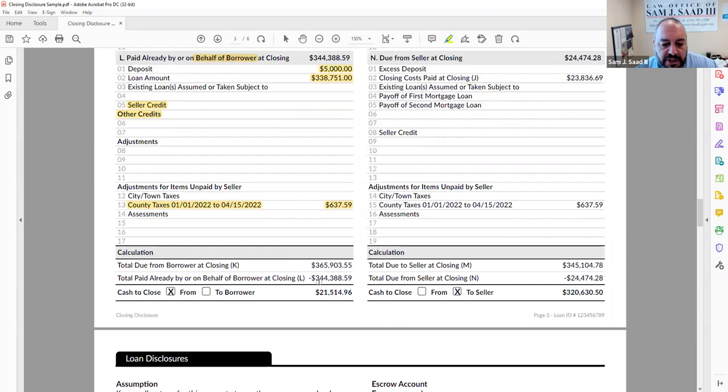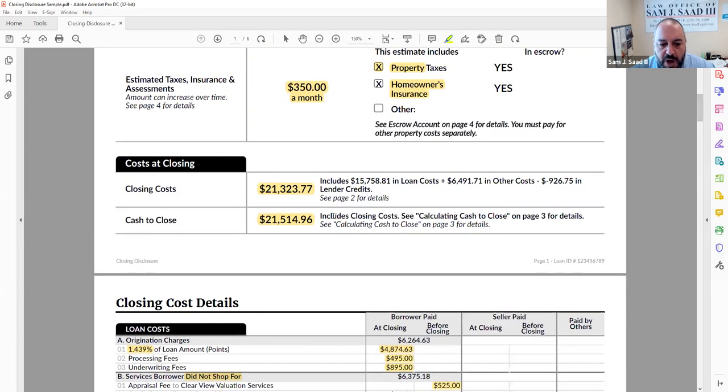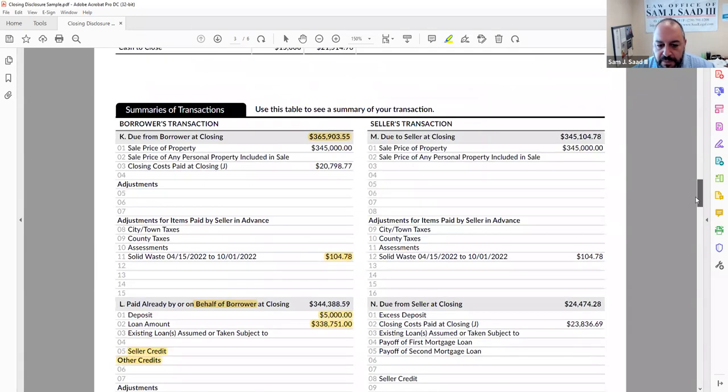And then that gives us, when we get to the bottom here, this is the money that they had to wire in for closing. And you'll notice that this number, this cash to close from borrower, is the same number as it was on page one of the CD under cash to close. It's broken down and laid out for the borrower to see.